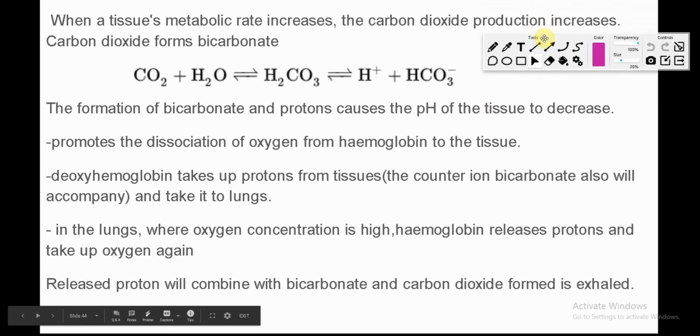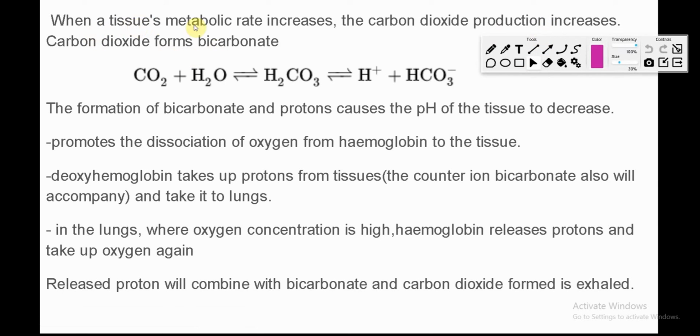And the mechanism is that in tissues, we know that cellular respiration is taking place, so a lot of carbon dioxide is being produced. It will combine with water and be converted into carbonic acid, and it will split into H plus and HCO3 minus ions, that is, protons and bicarbonate ions. This formation of bicarbonate and protons causes the pH of the tissues to decrease. So the H plus ion will decrease the pH or make the tissues acidic.